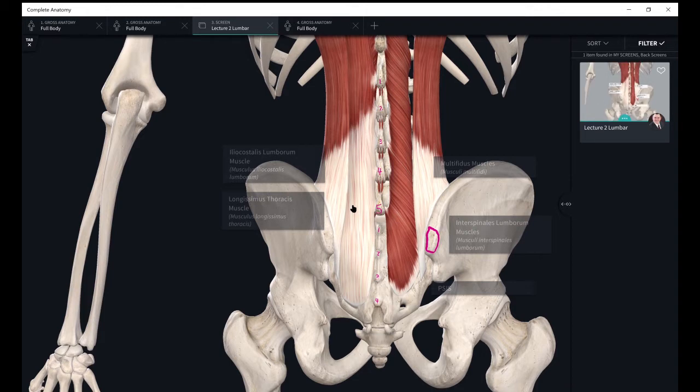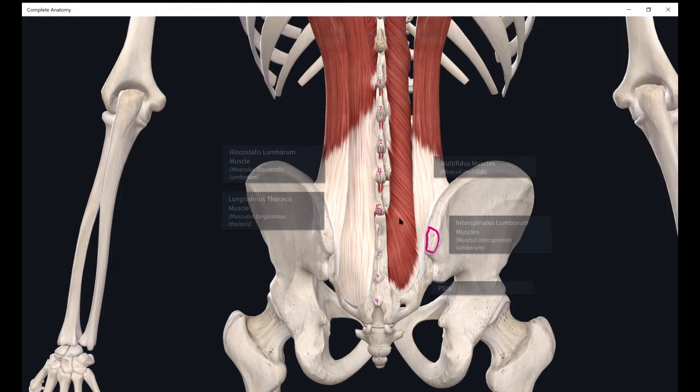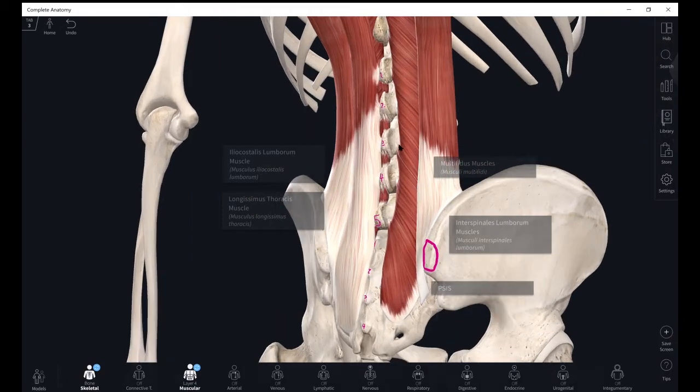All right, so in the lumbar spine, 5 structures of interest. Let me try to catch up. All right, turn that off. Okay, so let's start with the smallest of everything.